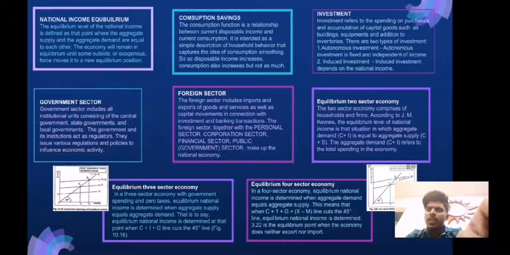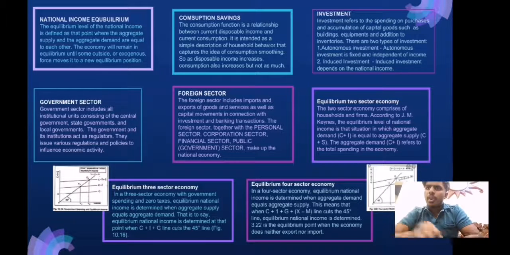Equilibrium in a two-sector economy. The two-sector economy comprises households and firms. According to J.M. Keynes, the equilibrium level of national income is that situation in which aggregate demand, C plus I, is equal to aggregate supply, C plus S. The aggregate demand C plus I refers to the total spending in the economy.